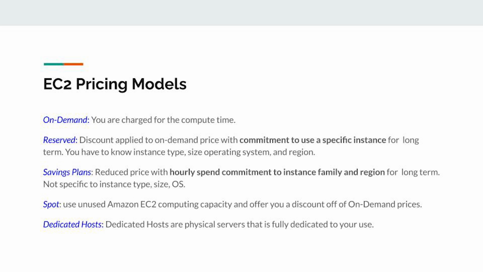Fourth model, dedicated hosts. Dedicated hosts are physical servers that are fully dedicated to your use. They're typically used in scenarios when a physical server is needed for hardware-based licensing.